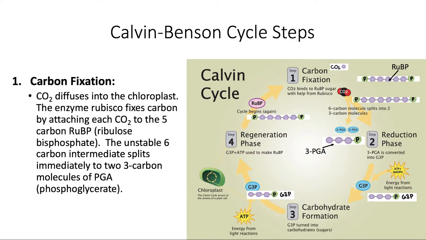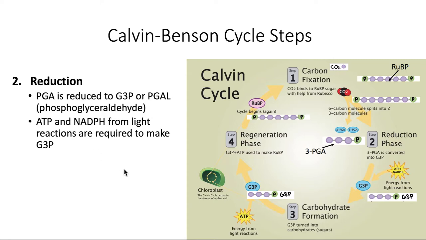The second step of the Calvin cycle is called reduction. So we're going to start with that 3-PGA that we made in the previous step, and we are going to reduce it into something known as G3P for short, but the long version is phosphoglyceraldehyde, but G3P is much more useful and it's shorter. In your book, they abbreviate it as PGAL, but G3P, PGAL, it's the same thing.